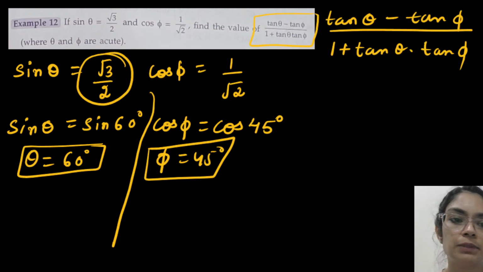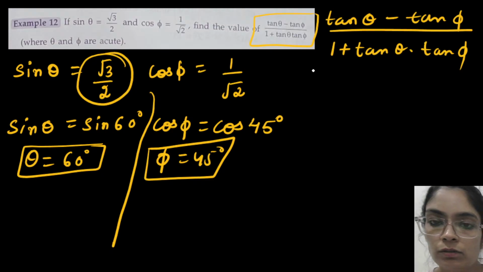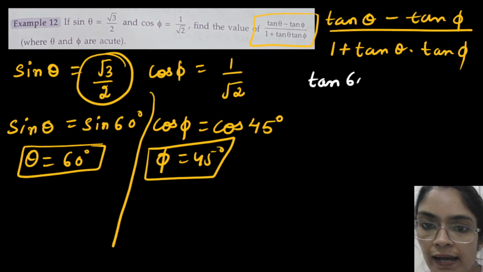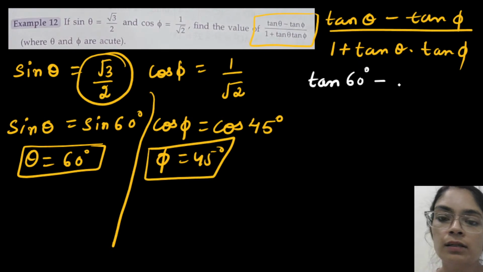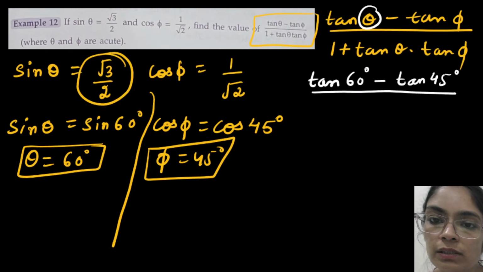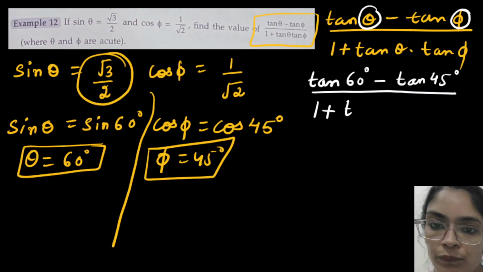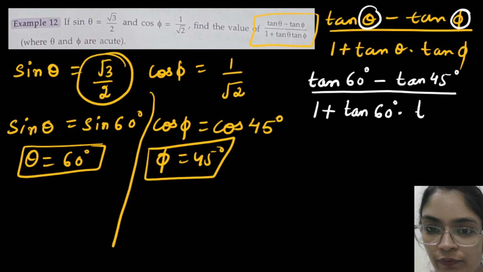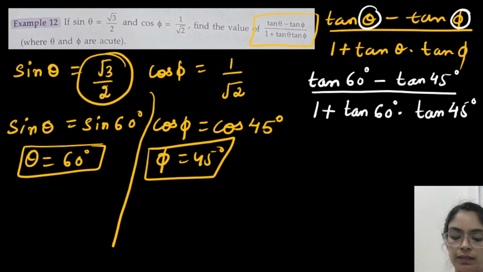Now we can substitute in the given expression. Theta's value is 60 degrees, so tan 60 minus tan 45. I'm just substituting the values of theta and phi here. Then 1 plus tan theta, theta is 60 degrees, so tan 60 into tan phi, and phi's value is 45 degrees.